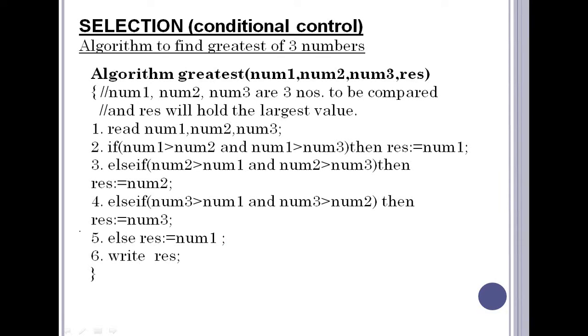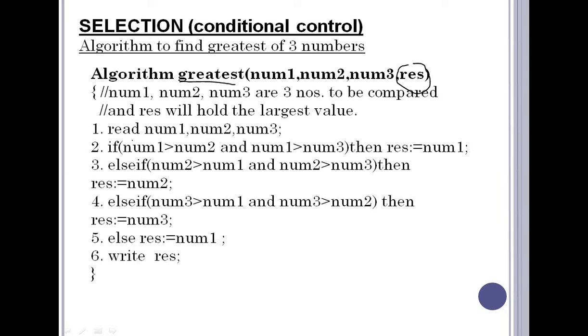So the next is an example of the selection statement, that is a conditional control. Here we will see the example of finding the greatest number among three numbers. The name of the algorithm is greatest, and I am passing the three arguments along with the result. If you don't want to pass the result, you can return the result from this algorithm.